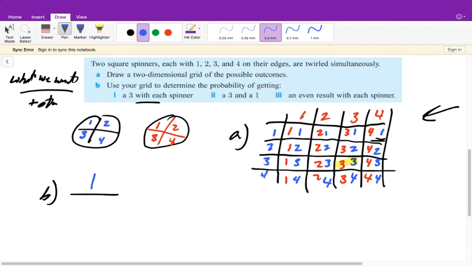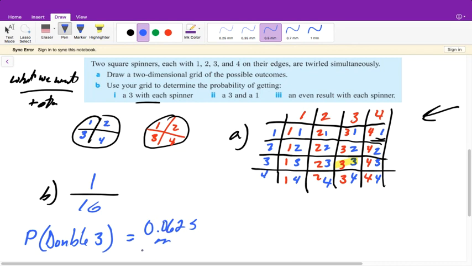And how many total rolls do we have? Well, we have 1, 2, 3, 4, 5, 6, 7, 8, 9, 10, 11, 12, 13, 14, 15, 16. So we have a total of 16 events that can happen. So now we would say the probability of spinning a double 3 is equal to 1 divided by 16, which is 0.0625, or you can say 6.3%, because I will have you round to that third decimal place.